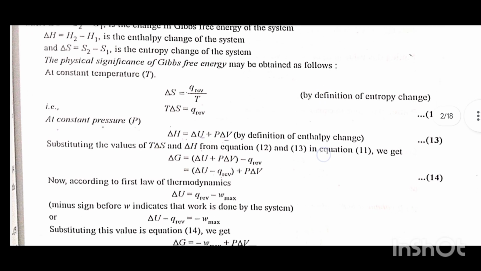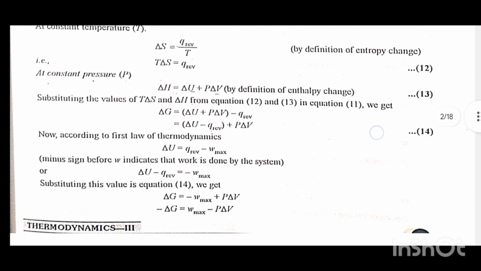The physical significance of Gibbs free energy may be obtained as follows. At constant temperature T, ΔS = Q reversible / T by definition of entropy change, so TΔS = Q reversible. At constant pressure P, ΔH = ΔU + PΔV by definition of enthalpy change. Substituting the values of TΔS and ΔH from equations 12 and 13 in equation 11, we get ΔG = ΔU + PΔV - Q reversible = ΔU - Q reversible + PΔV.